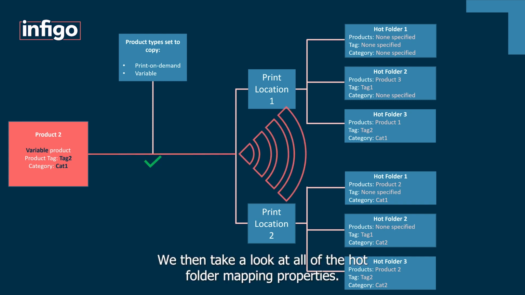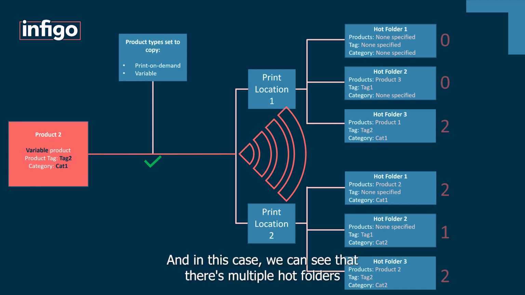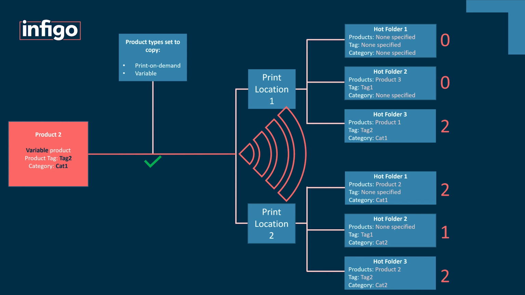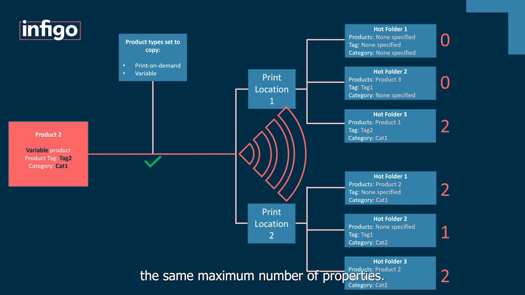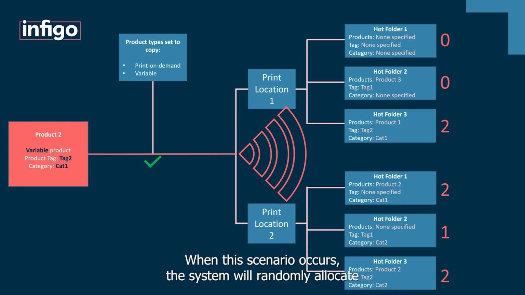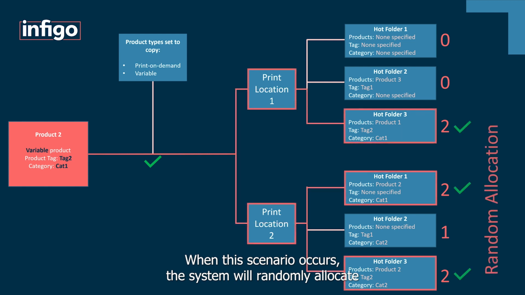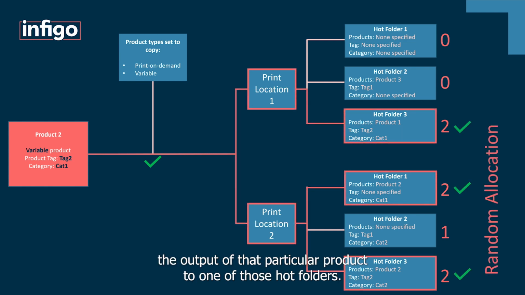We then take a look at all of the hot folder mapping properties. In this case, there are multiple hot folders which reach the same number of mapping properties. There are 3 potential hot folders which all have the same maximum number of properties. When this scenario occurs, the system will randomly allocate the output of that product to one of those hot folders.